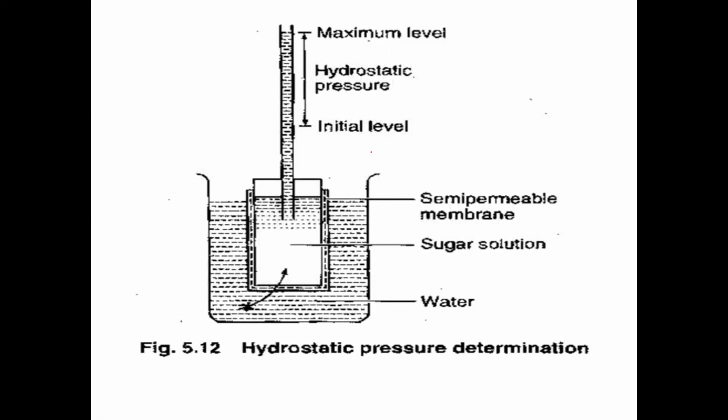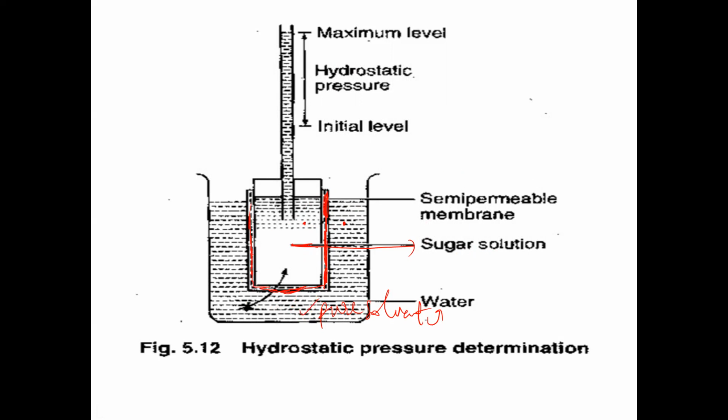From this diagram, we can understand the osmotic pressure due to osmosis. In this diagram, pure water, that is pure solvent, is taken here. Inside this, an aqueous solution of sugar is taken. Separating the pure solvent and the solution is a semi-permeable membrane. This membrane is separating the pure solvent and the solution.